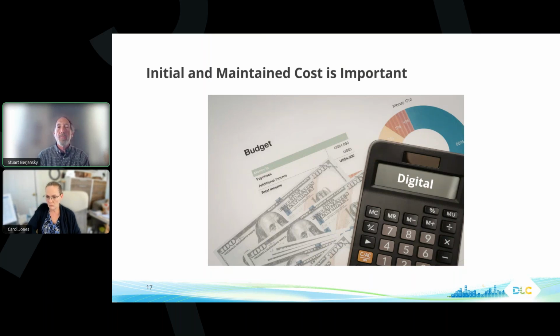Because many times people are thinking, it's dimming, it's going to cost me a lot. It's how do I get this installed? And you really need to be looking at things not on just the initial, but maintain cost as well.